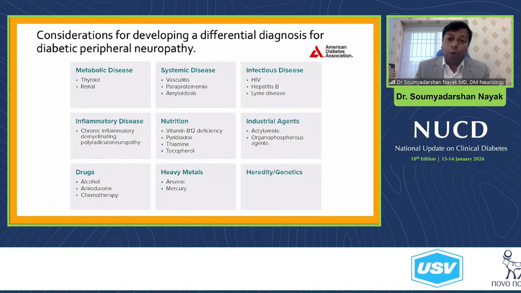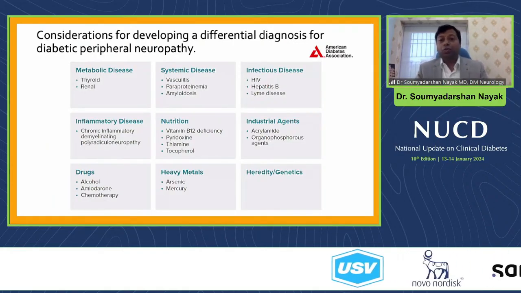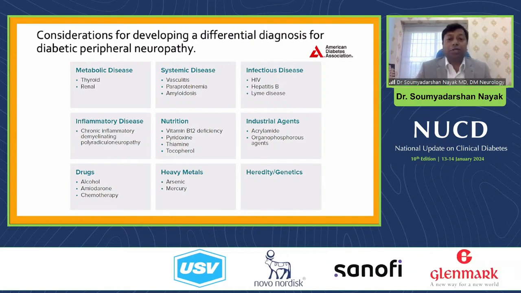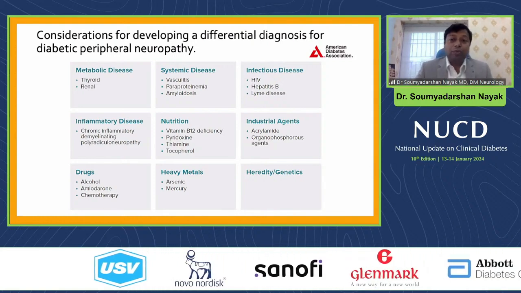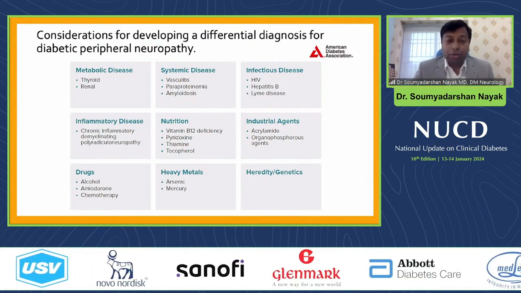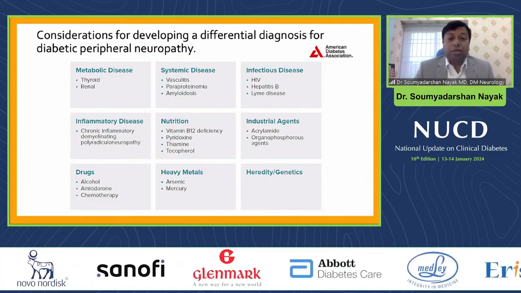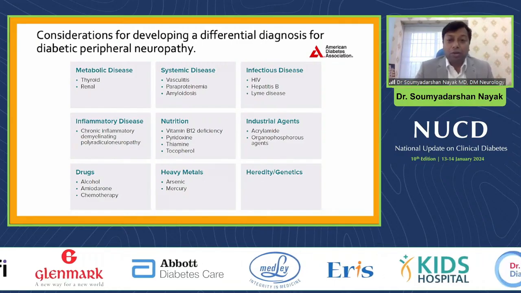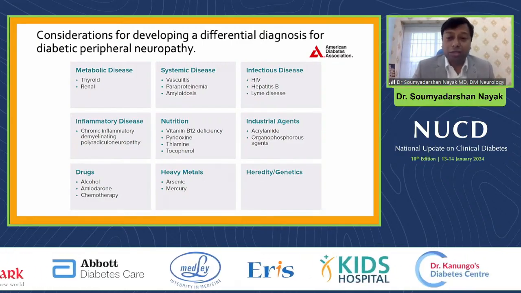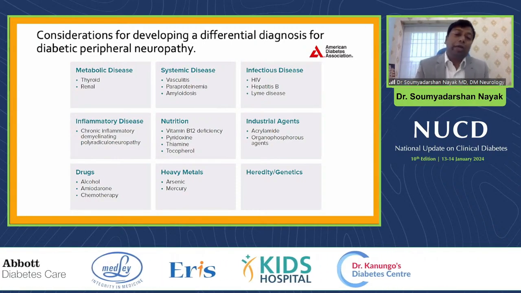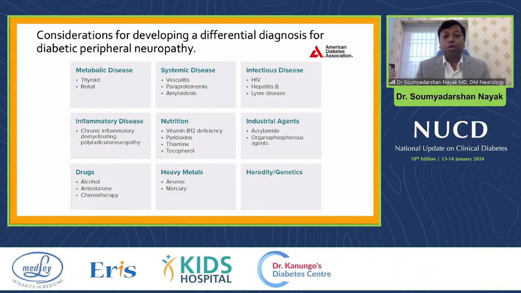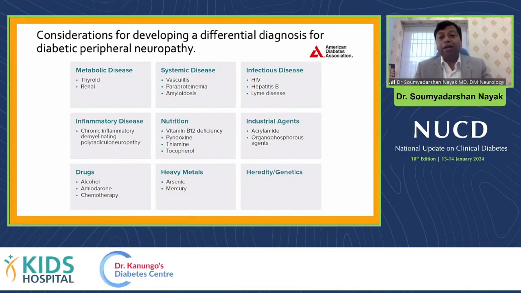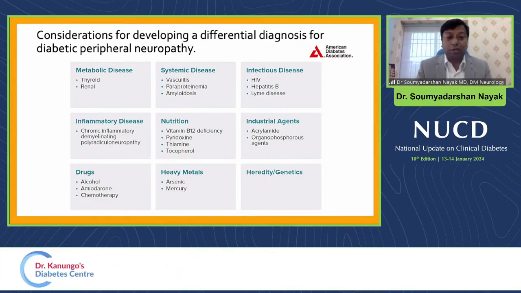One of the important points which we occasionally miss while diagnosing diabetics with peripheral neuropathy is the differentials. If we don't consider other disorders, even in a diabetic, we may have other diseases which increase the coexistent neuropathy or which require treatment prior to treatment of the diabetic neuropathy.